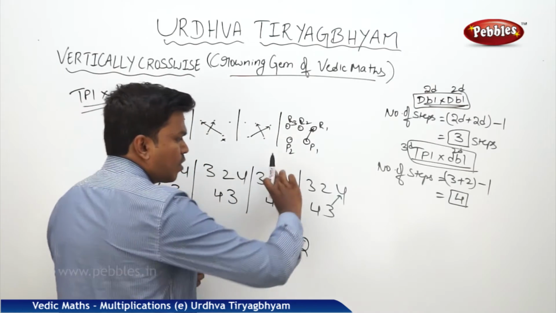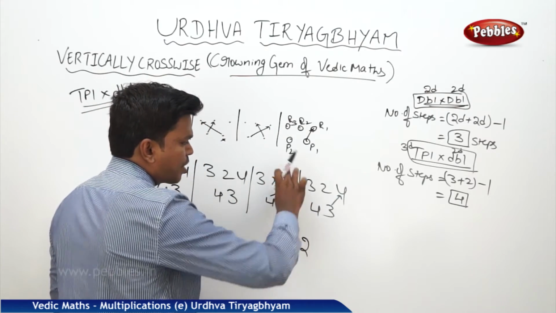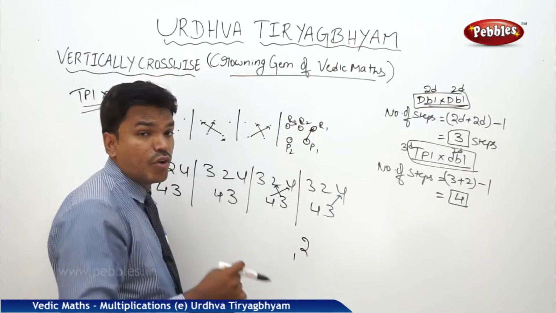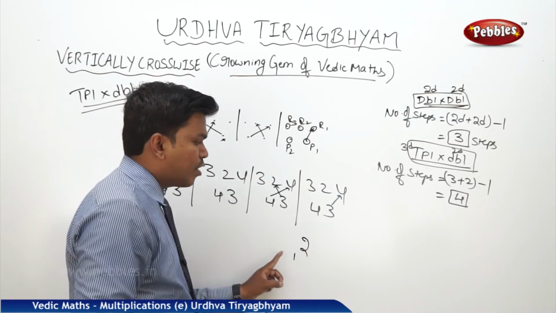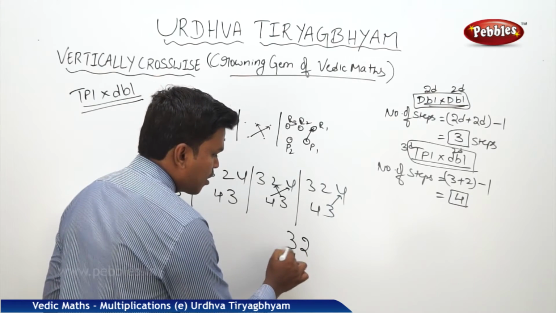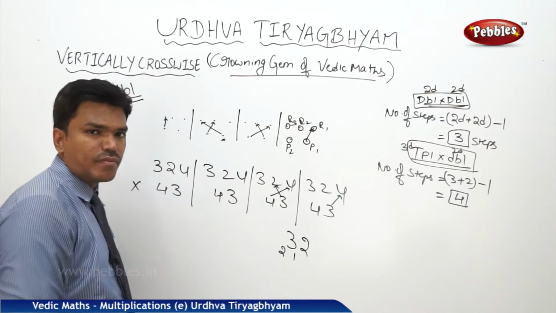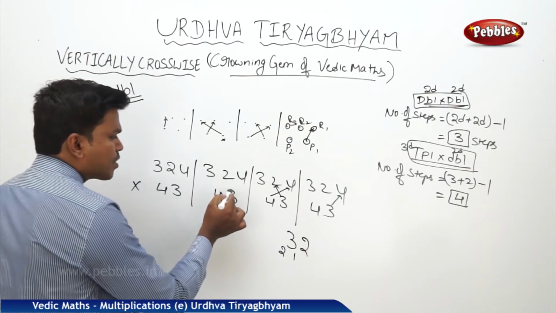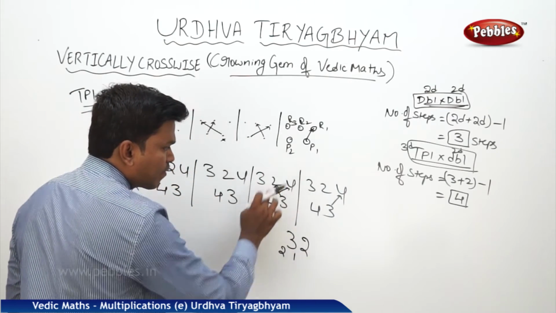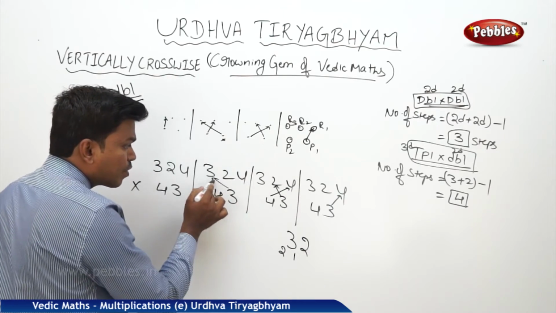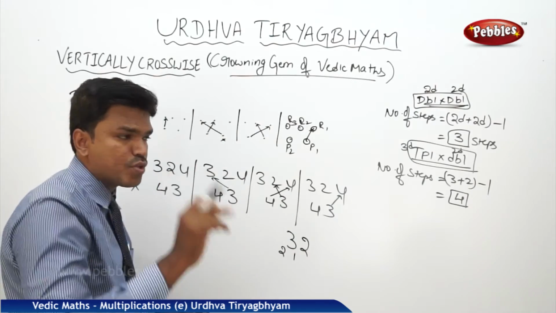See here, 2 3s are 6, 4 4s are 16. 6 plus 16, 22. You should not forget the carry anytime. Okay, 22 plus 1, 23. Drop 3, carry 2. Now what is the third step? First goes to first, first goes to second, and this time first goes to third.